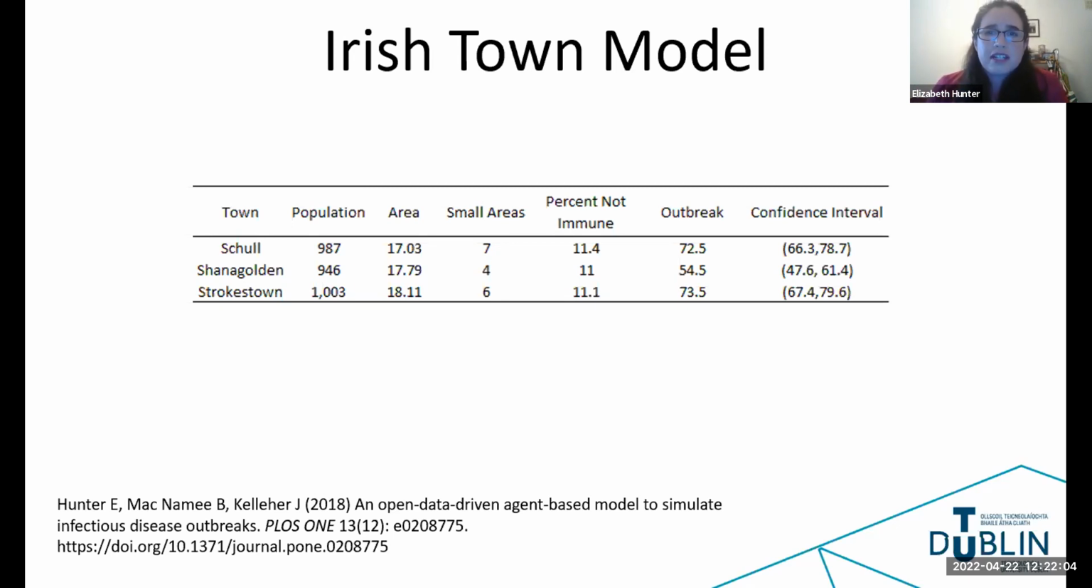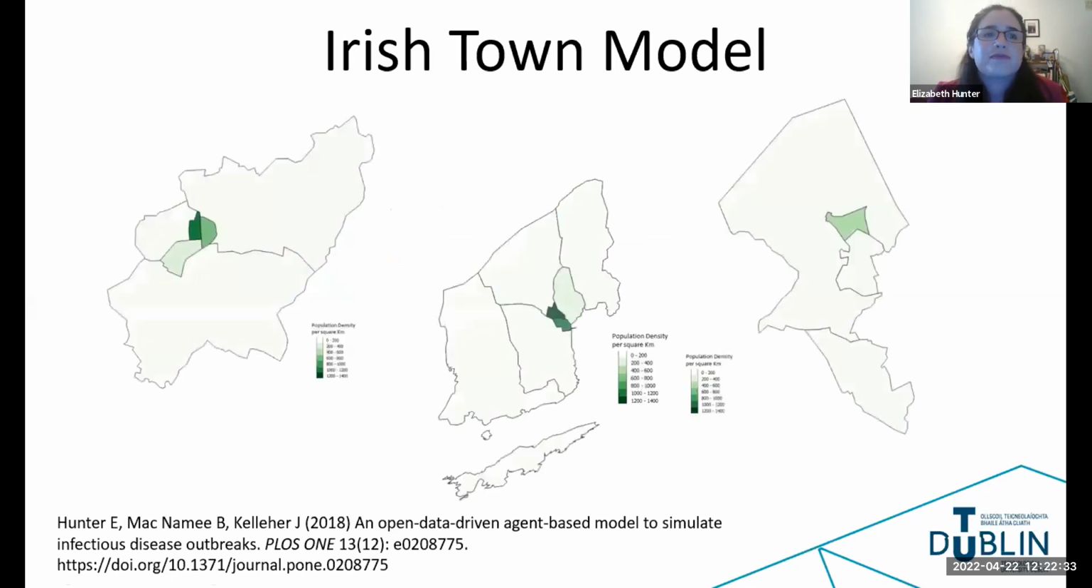When we look at the percent of runs that lead to an outbreak, Skull and Strokestown have a very similar percent, 72.5 and 73.5, whereas Shannon-Golden has a much lower percent, 54.5%. So the likelihood of an outbreak occurring in Shannon-Golden is much smaller than in the other 2 towns. But when you look at the population, the area and the immunity, they look very similar, so we dove a little deeper into these 3 towns to see why this might occur.